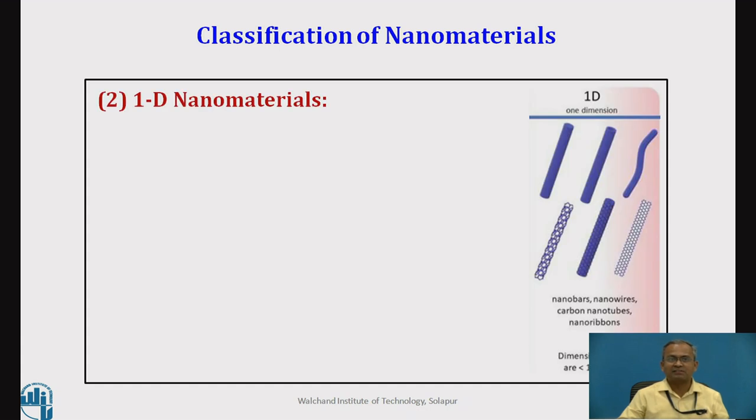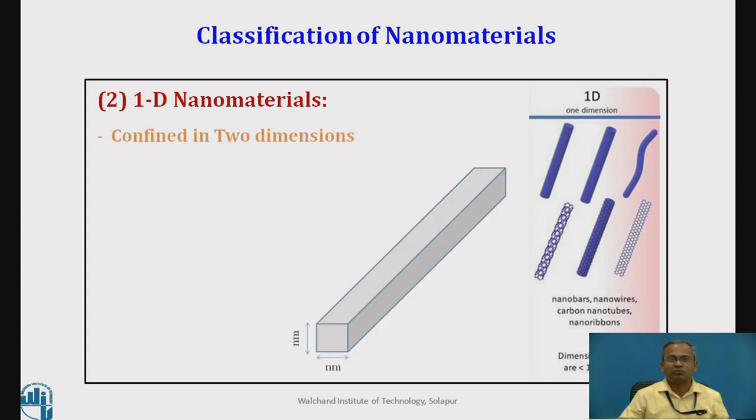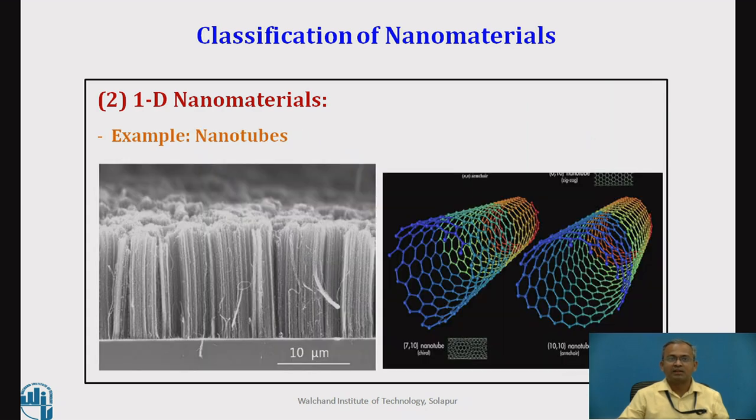One-dimensional nanomaterials are the ones which are confined in two dimensions. That is to say, breadth and thickness of these materials are less than 100 nanometer. Hence, these one-dimensional nanomaterials appear like tubes, wires, filaments, etc. Some of the examples of one-dimensional nanomaterials are as follows. The first and most prominent example of one-dimensional nanomaterials is carbon nanotubes, which are also referred to as CNTs.